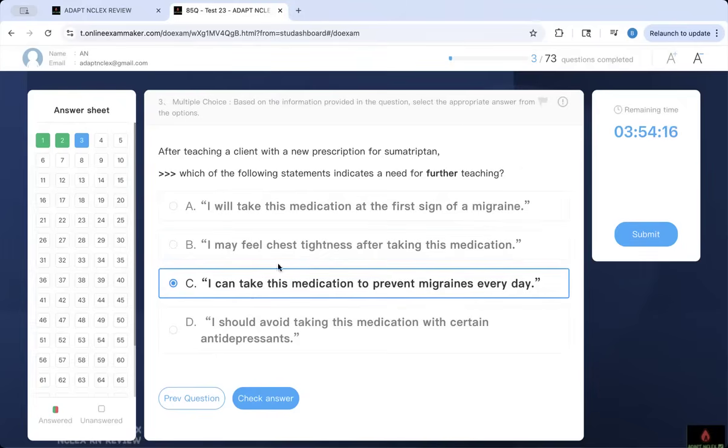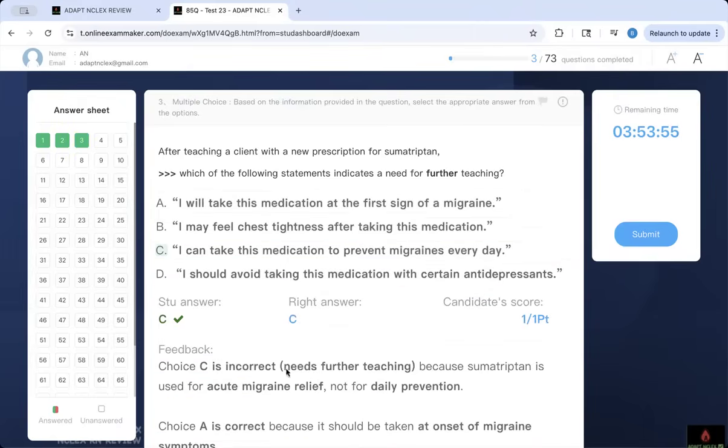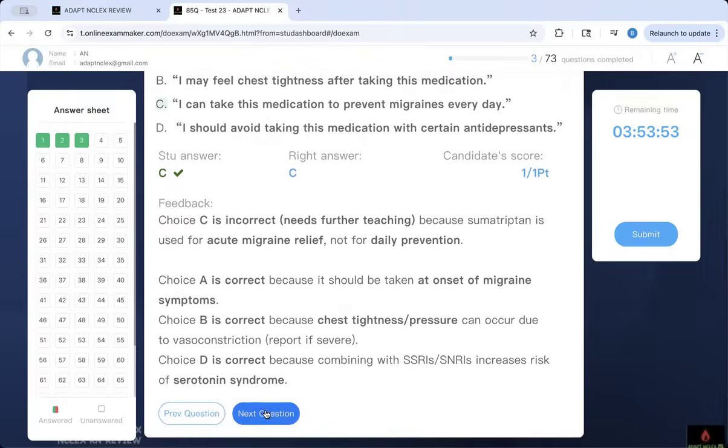It causes hypertension. Therefore, you should take your medication. Okay? That's why you can feel chest tightness after taking this medication. So if you have blood pressure medication, you should take it. It's a serotonin agonist. If you take an antidepressant, you may have serotonin syndrome. Therefore, D, you should avoid it. That's the right answer. Need further teaching.